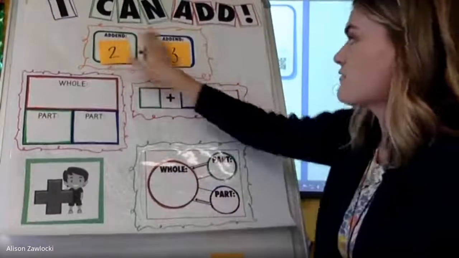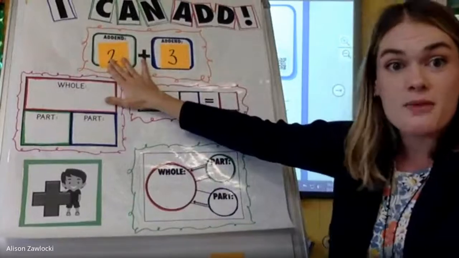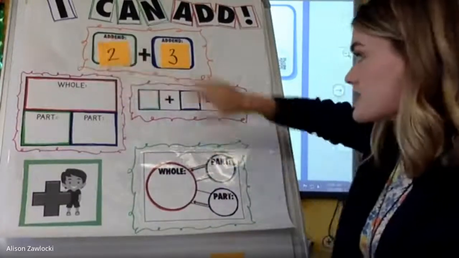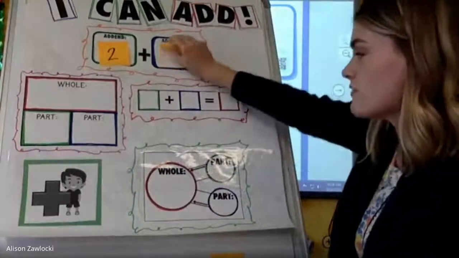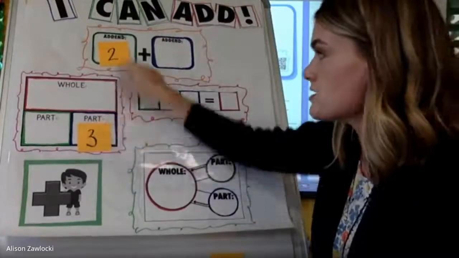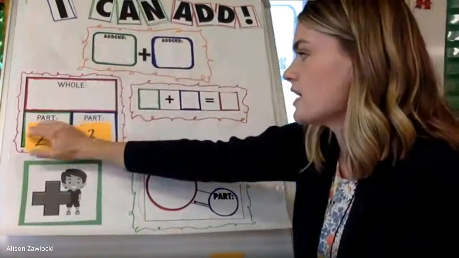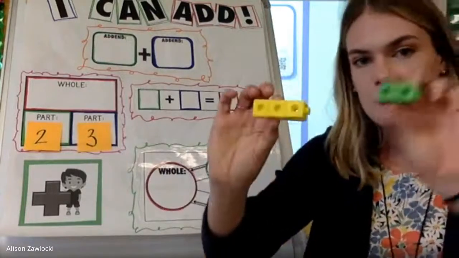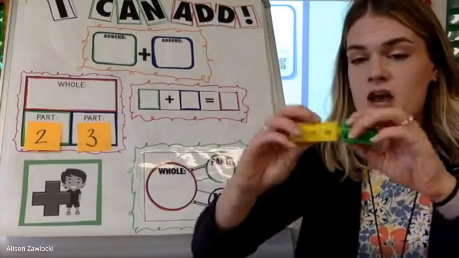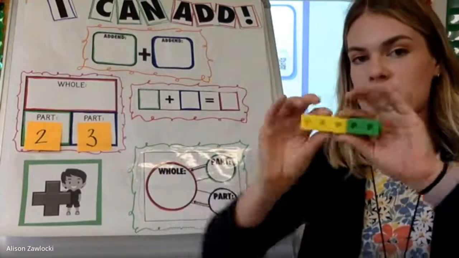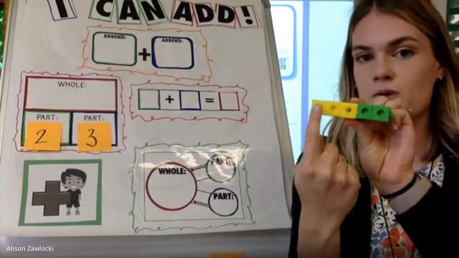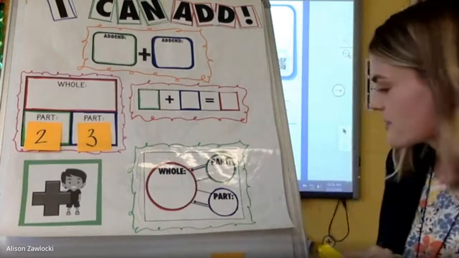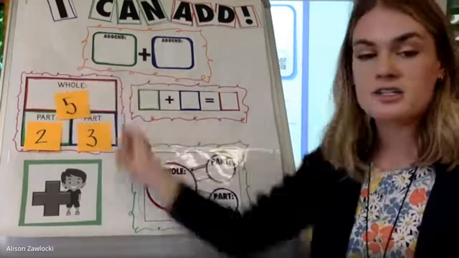So let's review our addition now. When we have two numbers we add together, we call them add-ins. So 2 is an add-in here and 3 is an add-in here. And we've learned about part, whole. So my two add-ins are my two parts. So if I have 3 here, I have 2 plus 3 here. They're both parts. When I put them together, it makes a whole. So let's count how many we have all together. 1, 2, 3, 4, 5. I have 5 all together.